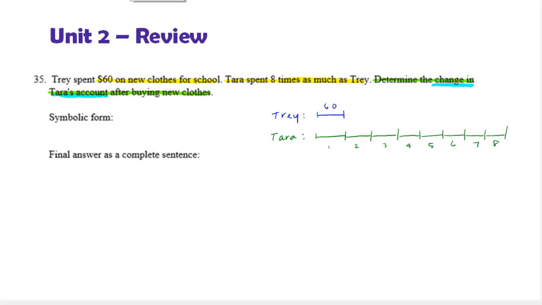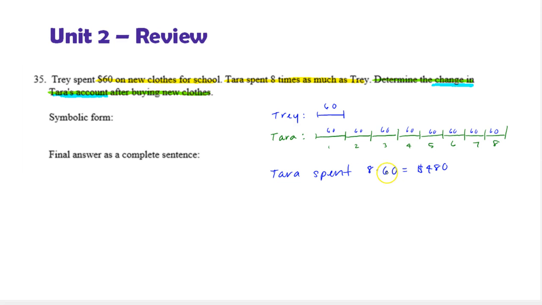So here we have the diagram. Okay, Trey spent 60 and Tara spent 8 times as much. So you could think of each one of these is 60. And if we have 8 copies of 60, we could say that Tara spent 8 copies of $60 or $480.